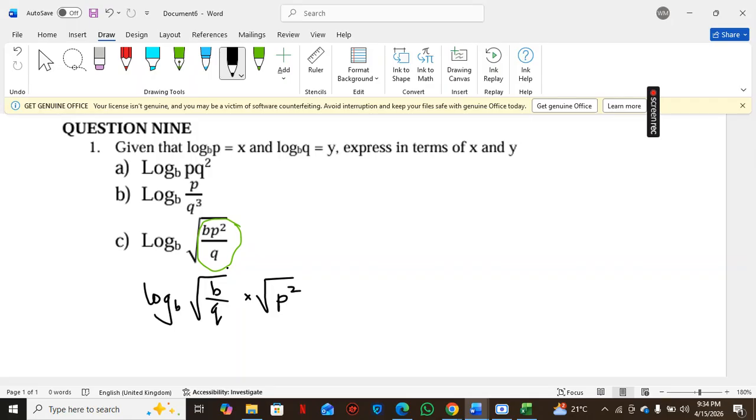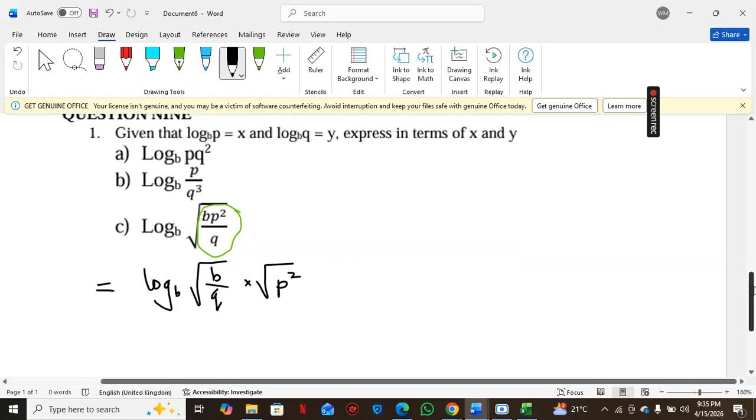Here I haven't applied any rules of logarithms. I'm just separating this expression so that the p squared is by itself. So now it's log base b of the square root of b over q multiplied by the square root of p squared. No rule of logarithms has been applied yet.